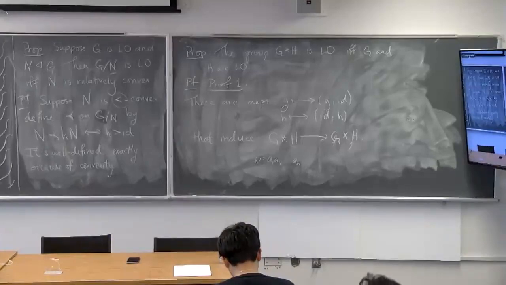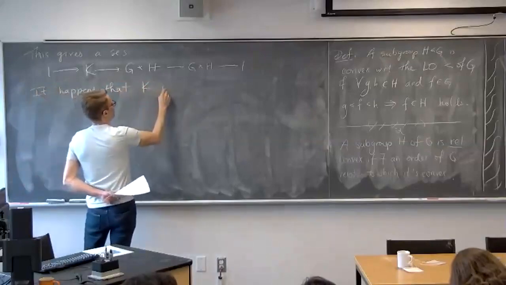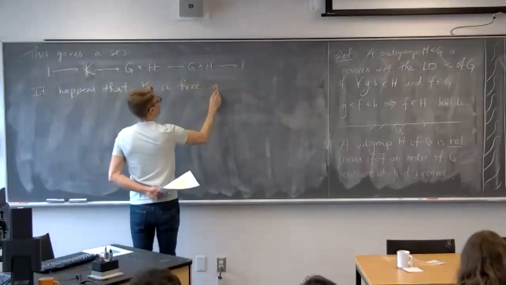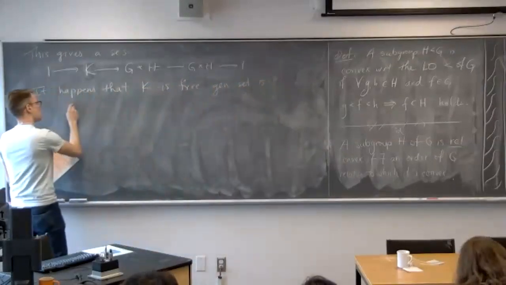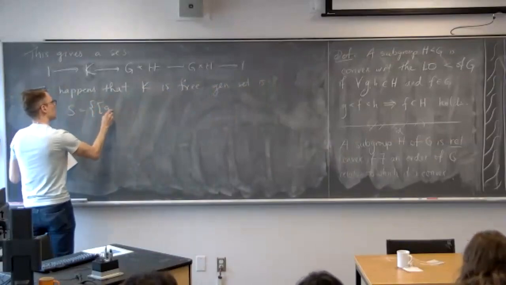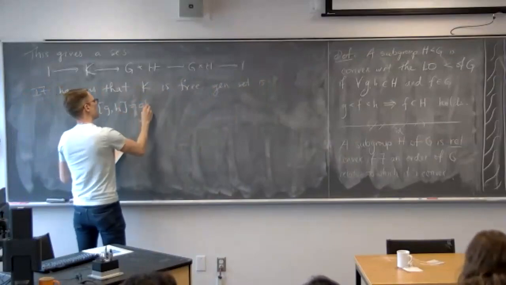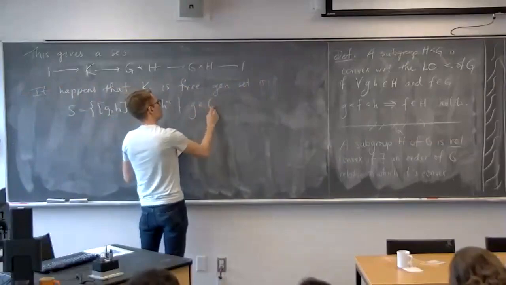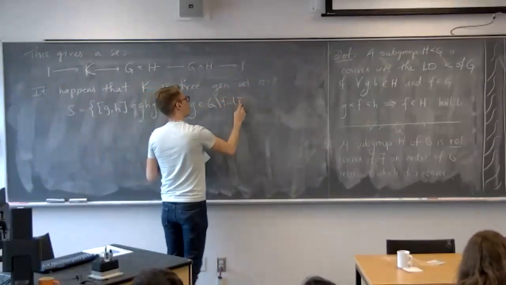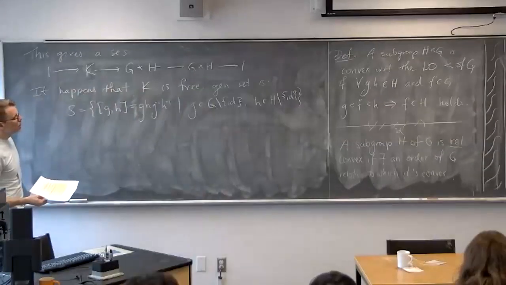Of this K. And it happens that K is free. K is free, and the generating set is exactly all the commutators. So it's these guys, [g, h]. You know, this should be explicit, where g is a non-identity element of G and h is a non-identity element of H. Yeah, so there you go.